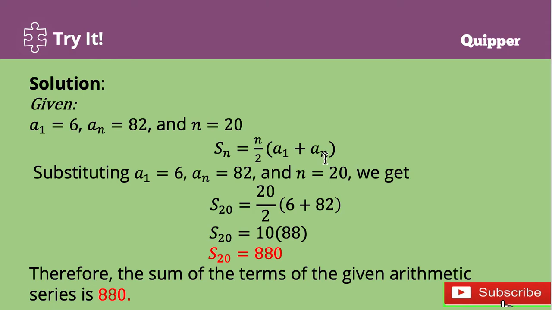Now, substituting the necessary values, we have a sub 1 is equal to 6, a sub n is 82, and n is 20. Then we get S sub 20 is equal to 20 over 2 times the quantity of 6 plus 82. Then simplifying, 6 plus 82 is 88, and 20 divided by 2 is 10. Then multiplying 10 by 88, we have 880. Therefore, the series of the first 20 terms is equal to 880.